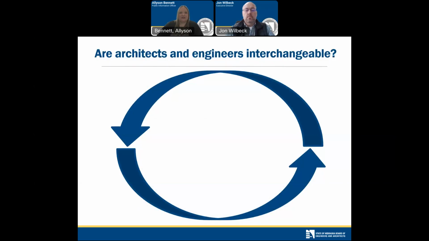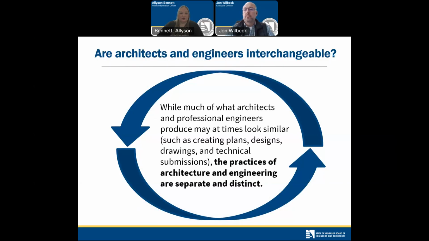So are architects and engineers interchangeable? While much of what they do and produce may look similar at times, they both do plans, design drawings, and technical submissions, there is a difference in the practice of architecture and engineering. Architects cannot practice engineering, and professional engineers cannot practice architecture unless they are licensed to do so. When looking at a project, an architect and an engineer may both be involved when it may just be one or the other.